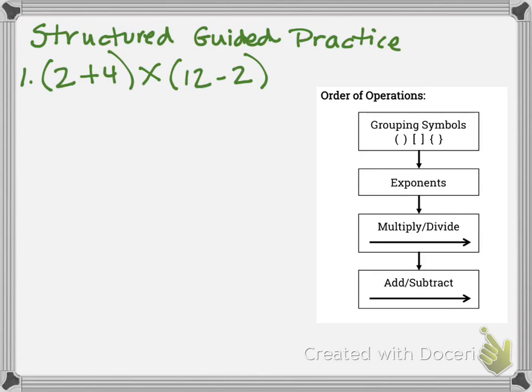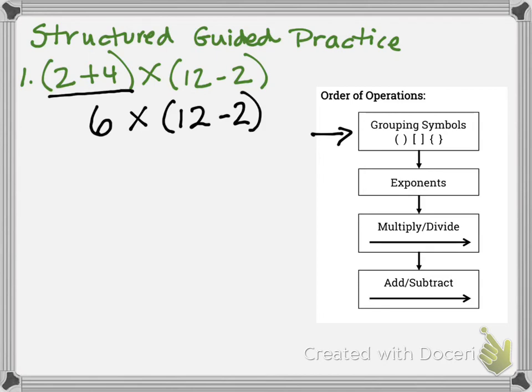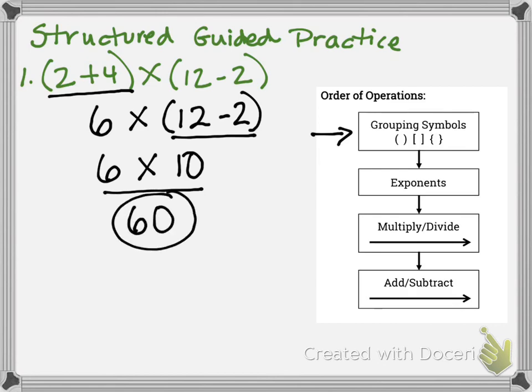Okay, hopefully you've solved it by now. I'm going to go ahead and solve it now. So first I do parentheses, 2 plus 4, so I only solve that. I rewrite everything else as it is, and then I have parentheses, so I only solve that, and I write everything else just as it is. 12 minus 2 is 10, and then I just solve that, and I have 60 for my final answer.